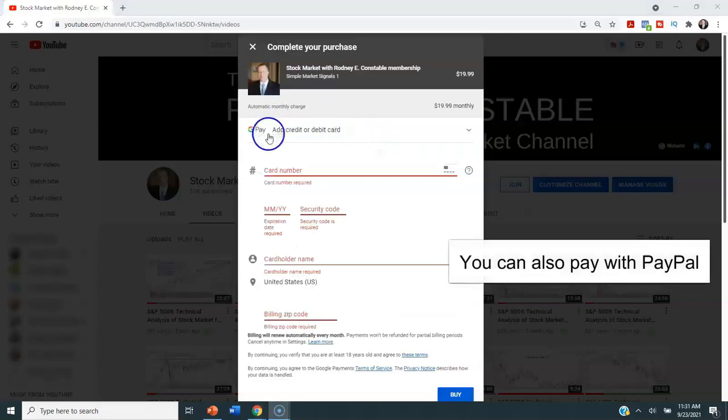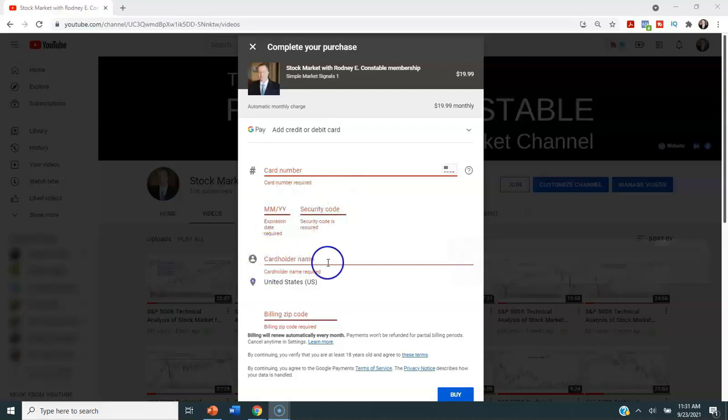And then you click on the join button and you want to add your credit card information. So as you can see here, you can pay with either a credit or debit card, enter your card number, of course, the month and year of expiration, security code, cardholder name, and your billing zip code. So I'm going to fill all of this information in, and I will be right back.